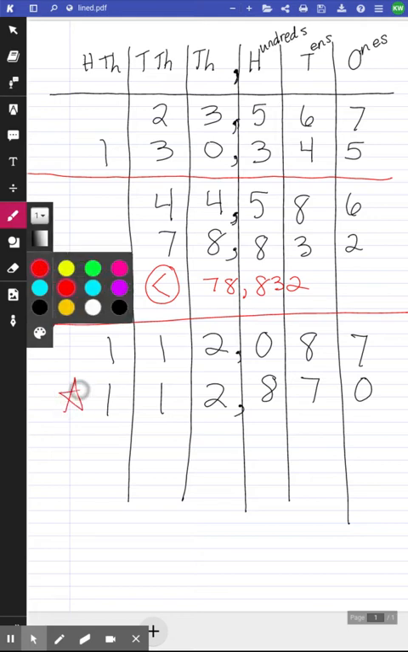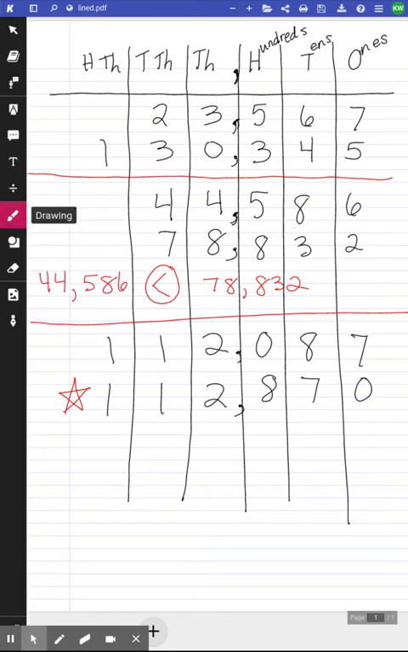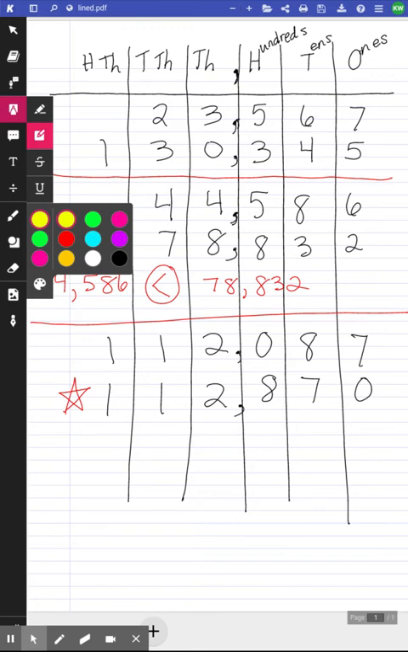If you said 112,870 is greater than 112,087, you would be right. Because when I look in the hundreds column right here, I'm comparing these two numbers. Why? Because my first three digits of both numbers are the same. So I just need to look at that fourth digit in the hundreds place, and 0 is certainly smaller, less than 8. So that means that 112,870 is greater than 112,087.